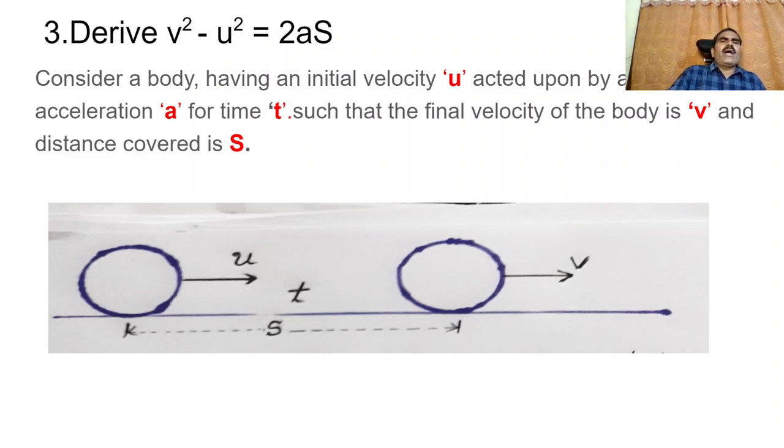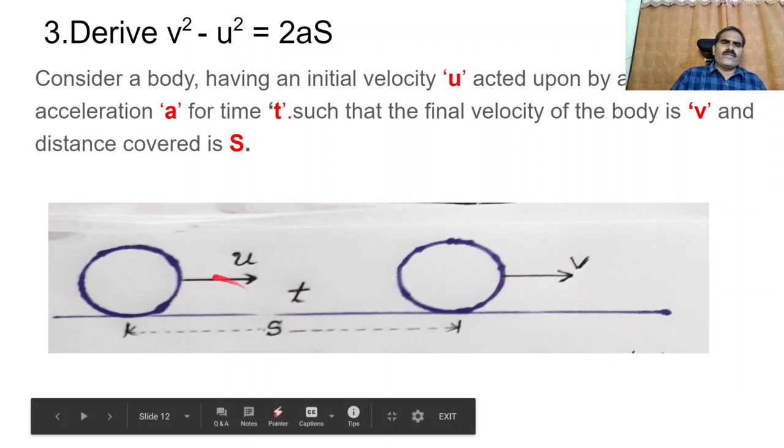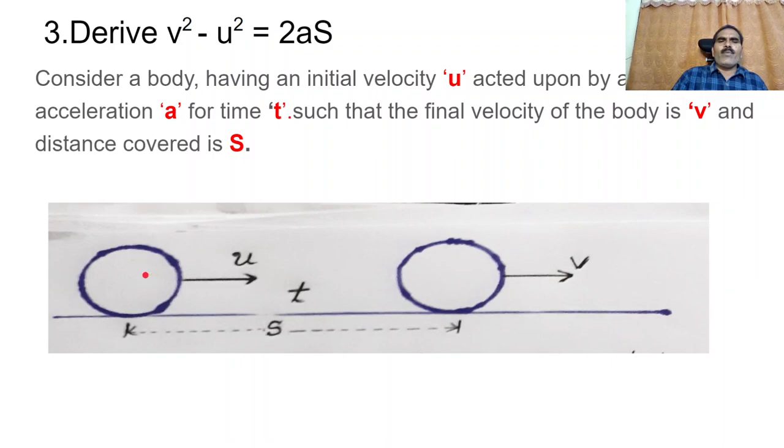In our topic, we have another equation, that is v square minus u square is equal to 2as. Derive this equation. In order to derive this equation, we have to consider a diagram. Consider a body having the initial velocity u acted upon by an acceleration a for t seconds, such that the final velocity of the body is v and the distance covered is s. In other words, let u be the initial velocity. Let us consider a body moving with initial velocity u, which is acted upon by an acceleration a.